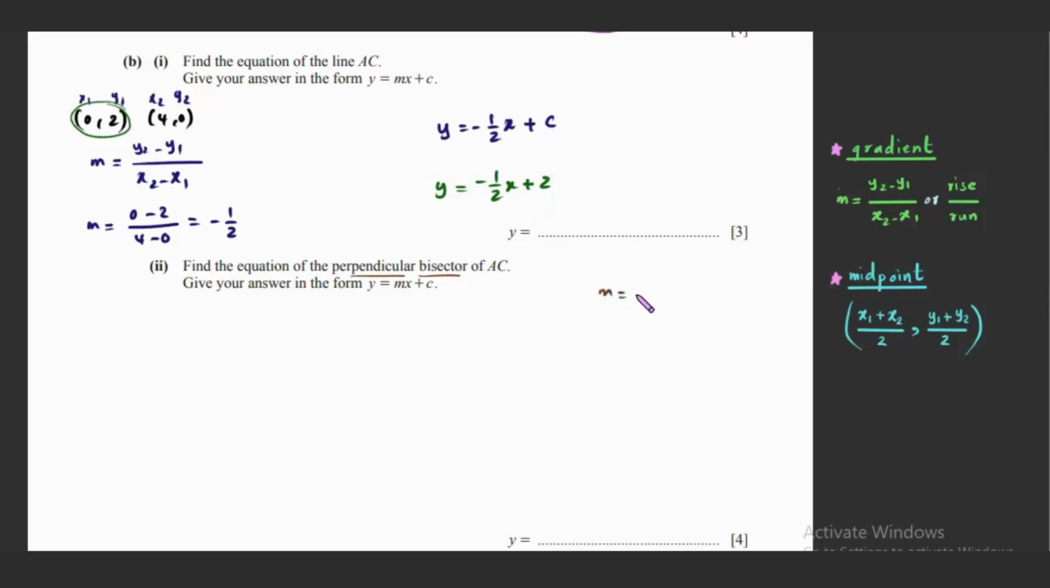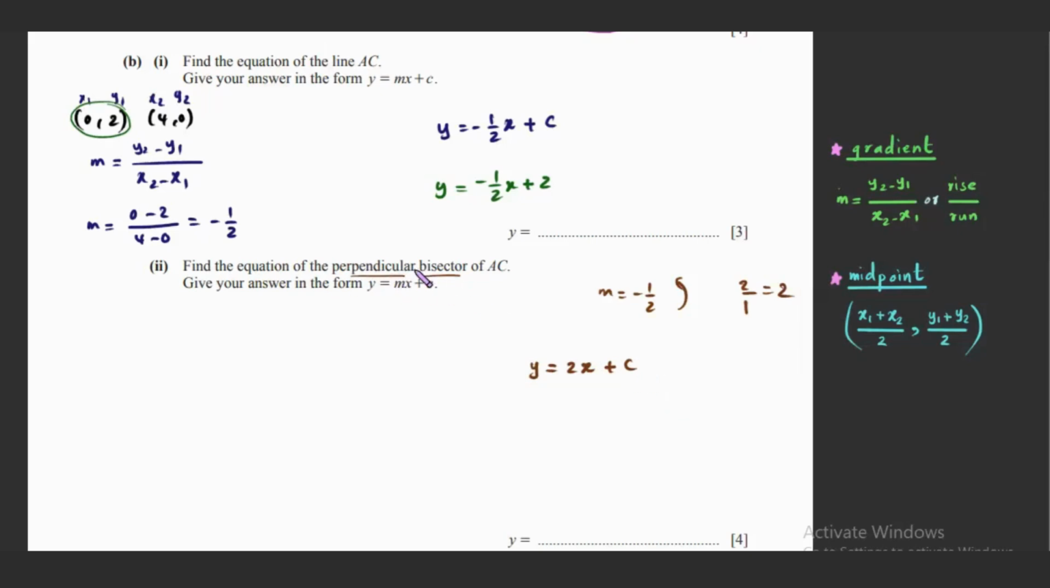So here the gradient is negative half. I need to flip, so I get 2 over 1, and I need to change the sign. Minus becomes plus, that's going to be 2 over 1, which is the same as a 2. This 2 will be the gradient of the perpendicular line. So it's going to be y is equal to 2x plus c, but we need to find the y-intercept now.